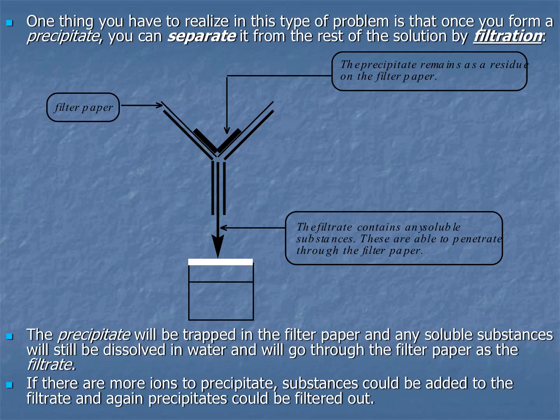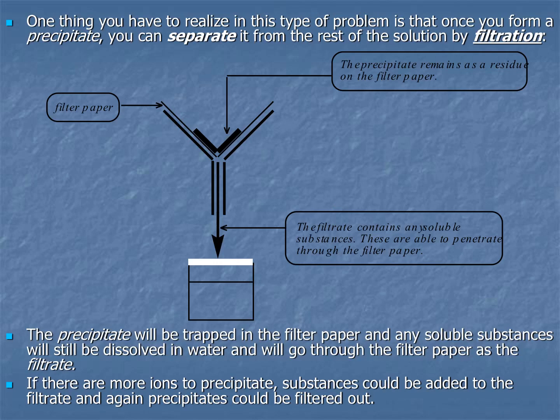So if we were using filtration to separate our precipitate, we use our funnel, we use our filter paper, and the precipitate will stick to the filter paper. Ions will always go through filter paper. Ions are part of the solution. So all of your ions will pass through, just like salt water passes through a funnel with filter paper without leaving any salt behind.